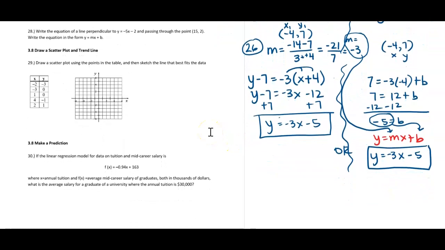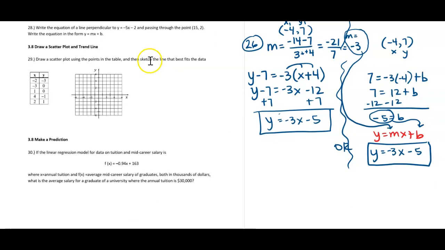All right, I want everybody to try number 28. So this one says, again, we're going to write an equation. And this is one of the most important things to know how to do in this class, to be able to write these linear equations. So write an equation of a line perpendicular to this line and passing through this point.